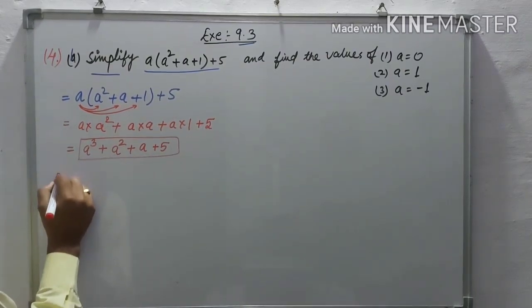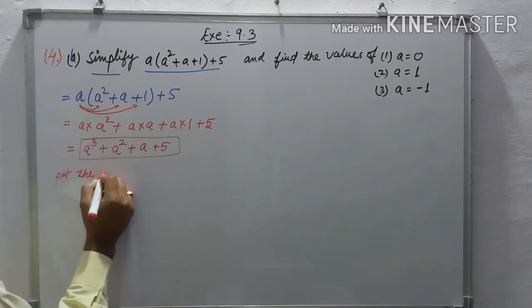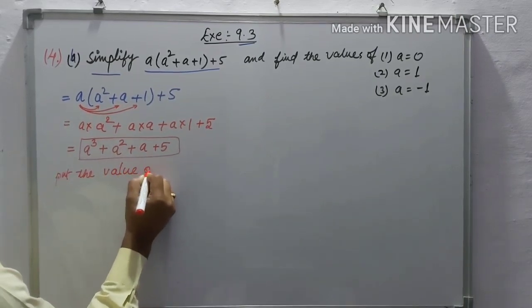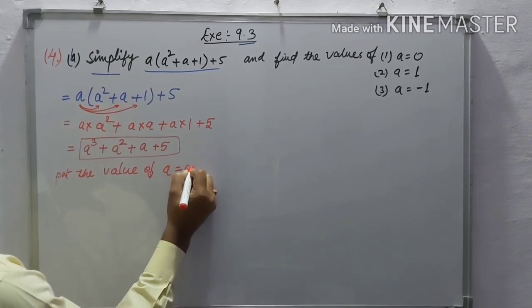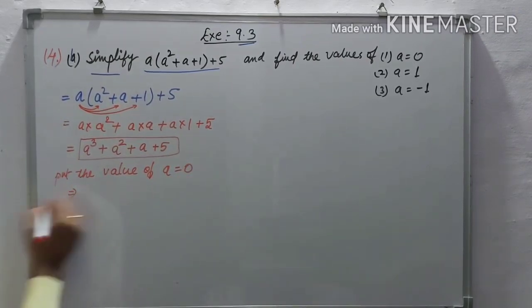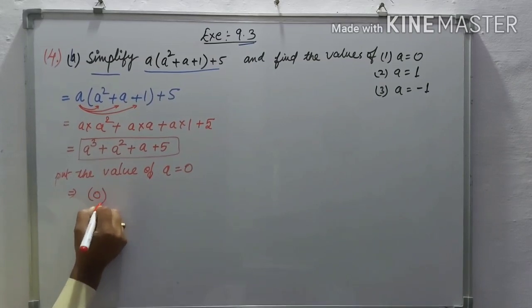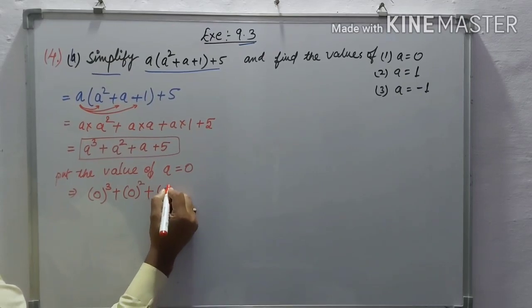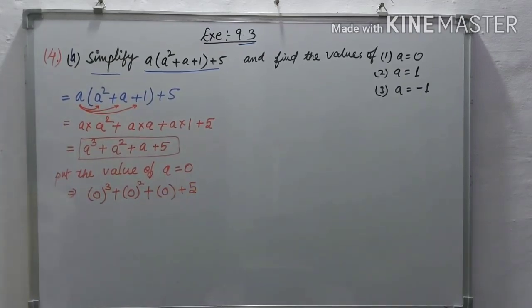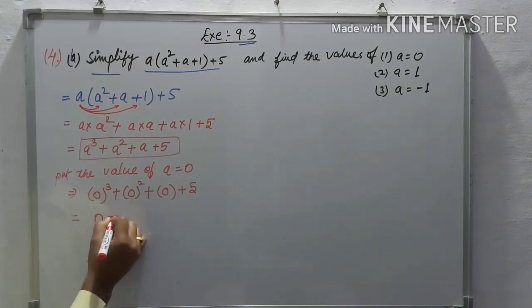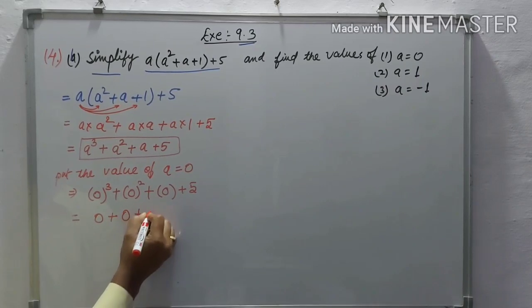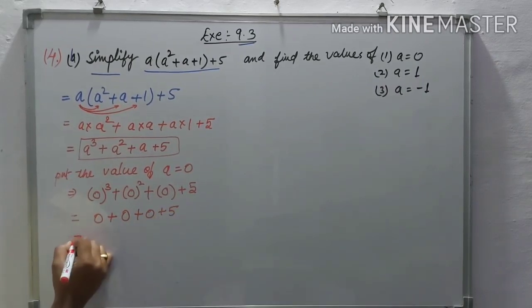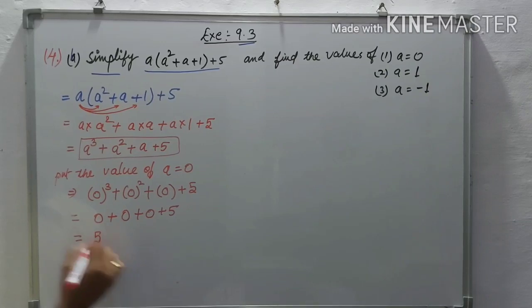Okay, and now put the value, first A is equal to 0. So A is equal to 0 means 0 power 3 plus 0 power 2 plus 0 and plus 5. Okay, to solve: 0 power 3 is 0, 0 power 2 is 0, and 0 plus 5, it means the final answer is the value 5 in the place of A is equal to 0.